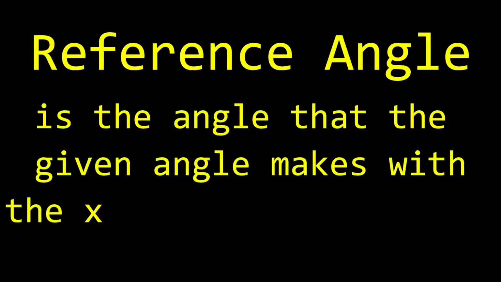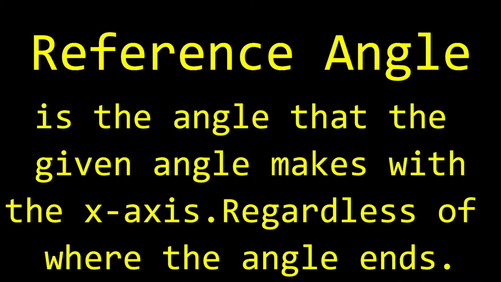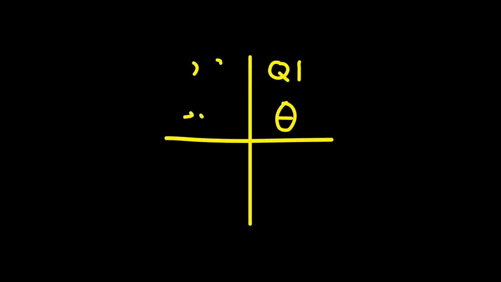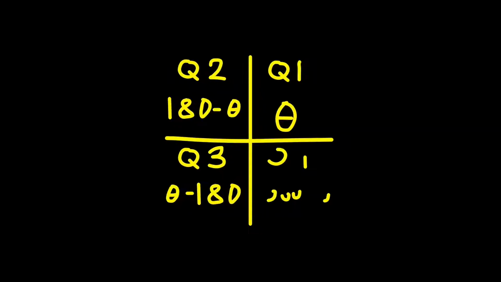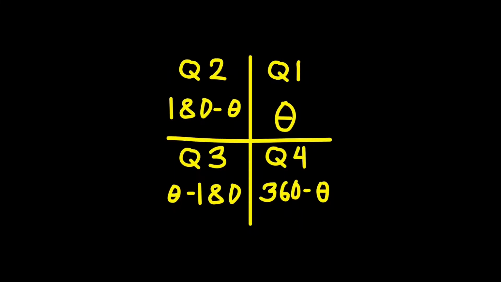A reference angle is the angle that the terminal side makes with the x-axis, regardless of where the angle ends. If the angle is found in quadrant 1, the reference angle is equal to the given angle. If the angle is found in quadrant 2, the formula will be 180 degrees minus x. If the angle is found in quadrant 3, the formula will be x minus 180 degrees. And if the angle is found in quadrant 4, the formula will be 360 degrees minus x.